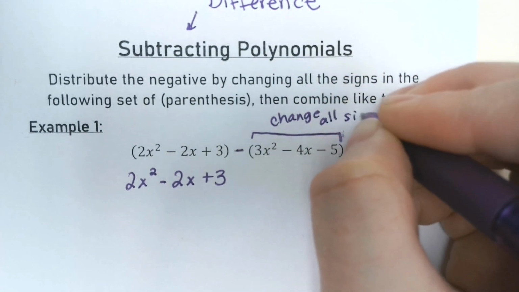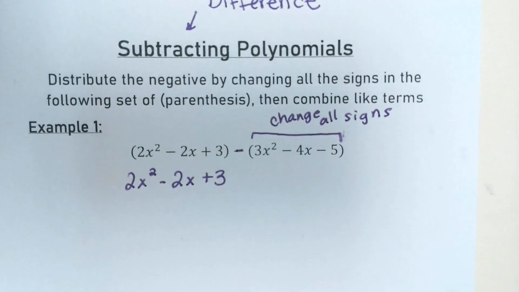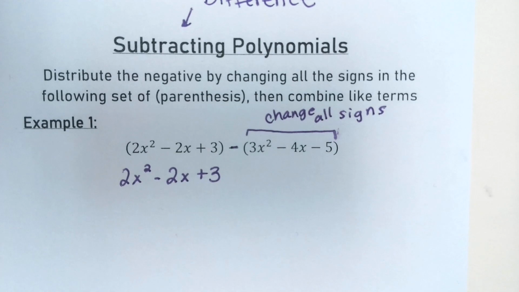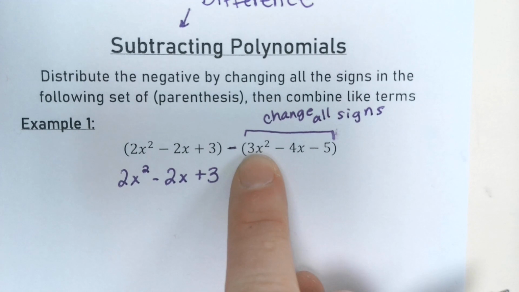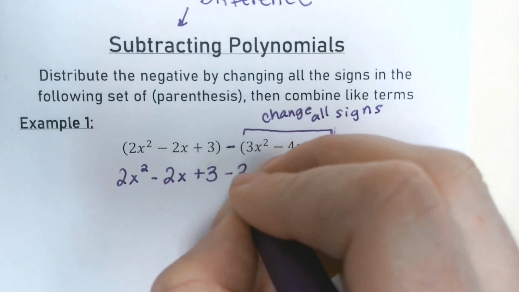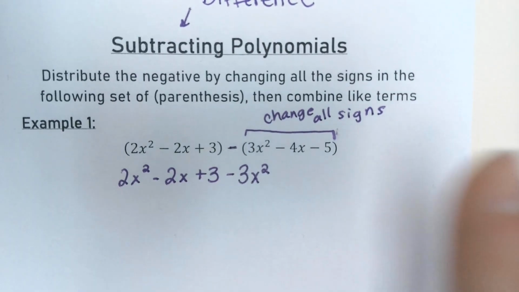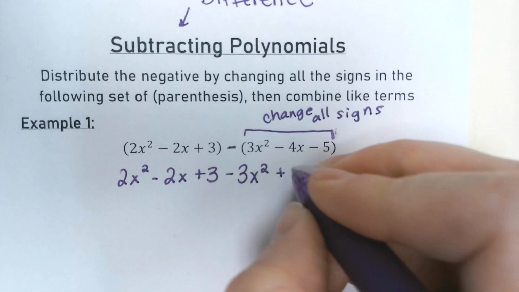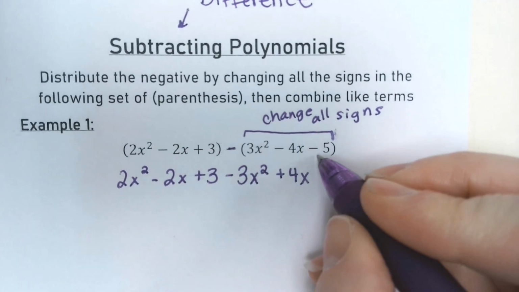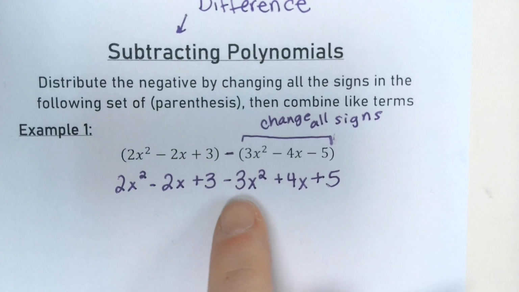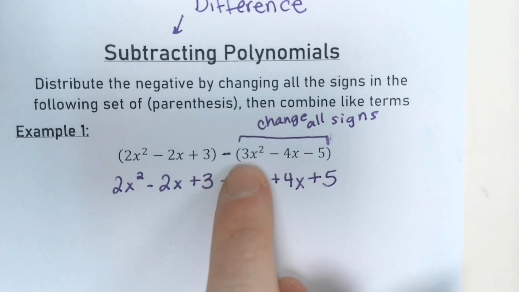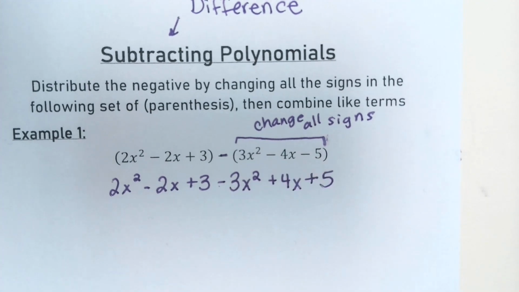Change all signs. So if it's positive, it becomes negative. If it's negative, it becomes positive. So I'm just going to look at the first one, 3x squared. Right now it's just 3x squared, so it becomes negative 3x squared. Negative 4x is going to become positive 4x. Negative 5 is going to become positive 5. So we can think about it as distributing a negative, which means I'm going to multiply negative times a positive, negative times negative, negative times negative. Or the easier way to think about it is just change the sign of everything inside that second parentheses.